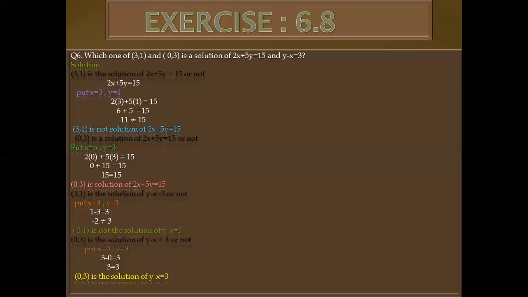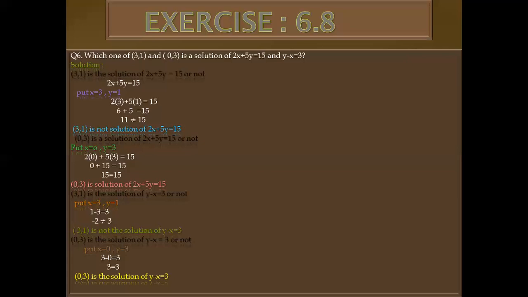Now we check the other ordered pair, whether it satisfies the equation or not. In this ordered pair, x is 0 and y is 3. You replace x with 0 and y with 3. 2 into 0 plus 5 into 3 is equal to 15. 2 multiplied by 0 is 0 and 5 threes are 15. 15 is equal to 15. Equation satisfied. It means that (0, 3) is the solution of the equation 2x plus 5y equals 15.